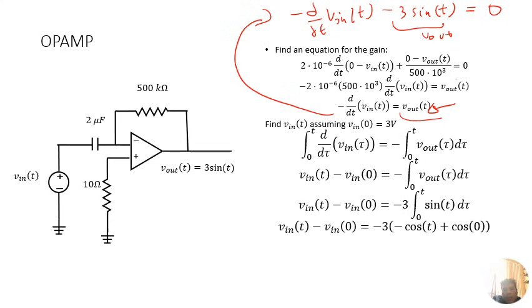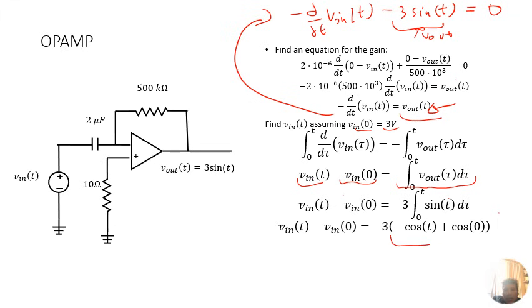Now I need to determine what V in is. To find what V in is, assuming that V_in(0) equals 3, first we need to figure out what V_in(0) is, which is what I gave you in the previous example. So we integrate both sides of the equation, and that's going to give us V_in(t) minus V_in(0), and then the integral from 0 to t of V out d tau. So we can actually integrate this equation.